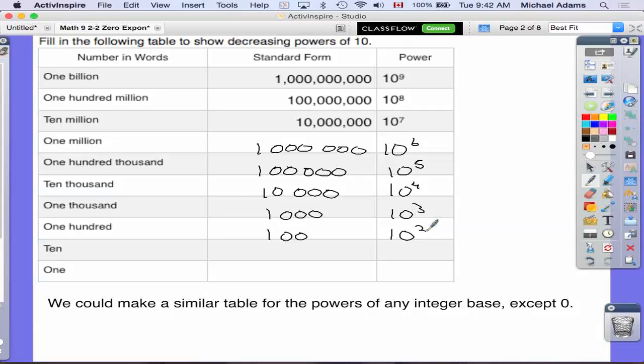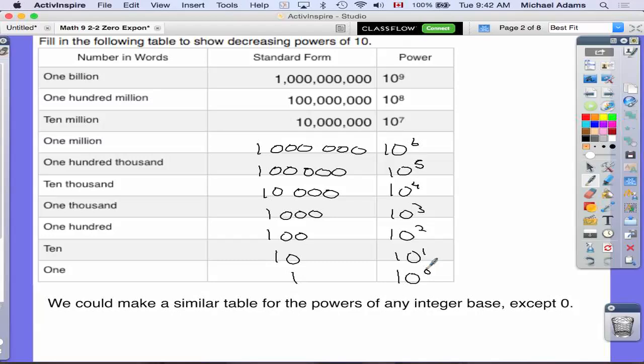10, what would 10 be? 10 would just be 10 to the power of 1. So 10 to the exponent 1. Now, how about if we just have 1? It's just 1. And then what's our exponent? 10 to the exponent 0, following this pattern. Okay. So we can make a similar table for the powers of any integer base except 0.